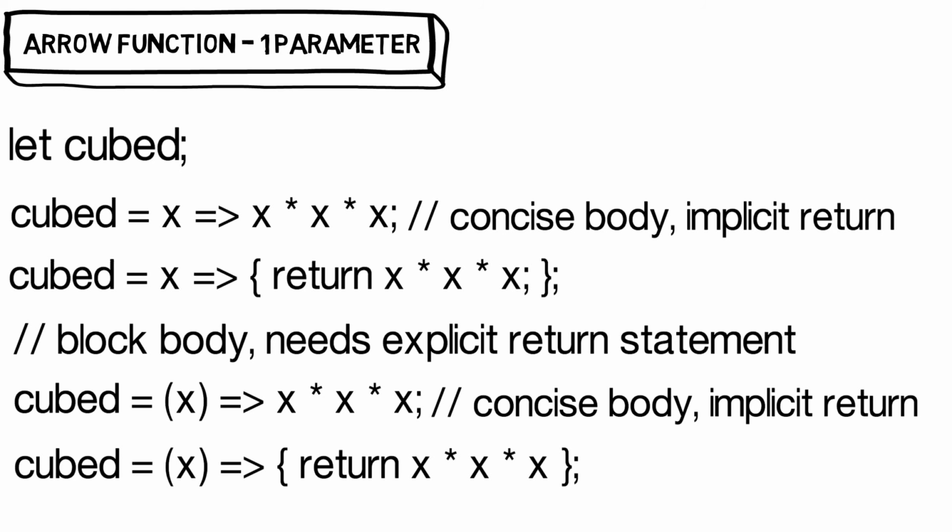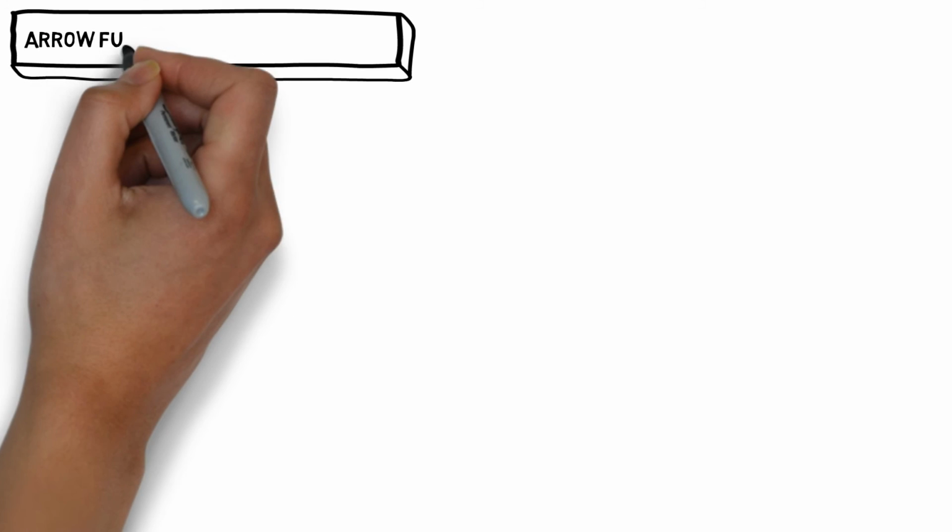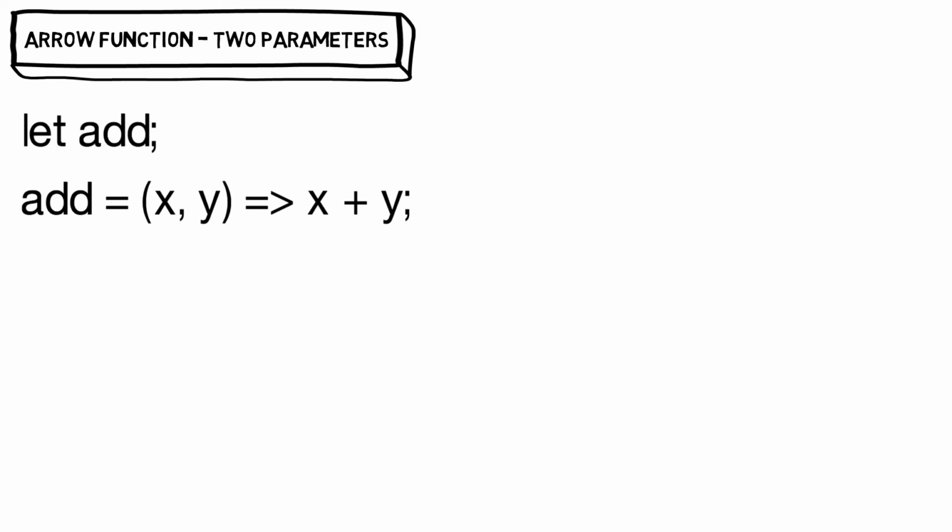So we saw in our first example that with no parameters, the parentheses are required. In our second, we saw that they were optional only with one parameter. Now, let's look at what our syntax is for 2 parameters. We'll start by declaring a variable add with our let statement. We'll then assign our function with 2 parameters to our variable add.